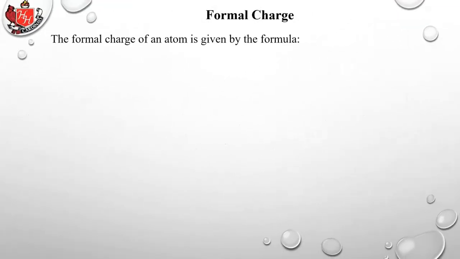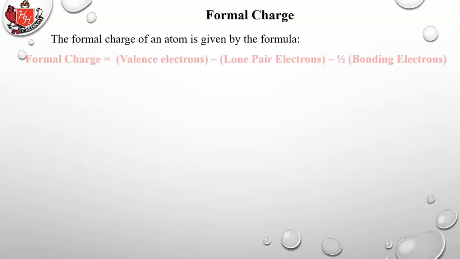So the formal charge of an atom is given by the formula. Formal charge equals the number of valence electrons that an atom has in its natural unionized state, minus the number of lone pairs it has in its bonded state, minus half of the bonding electrons in its bonded state. So it sounds like a confusing formula. Let's see some examples and we'll see how it works.